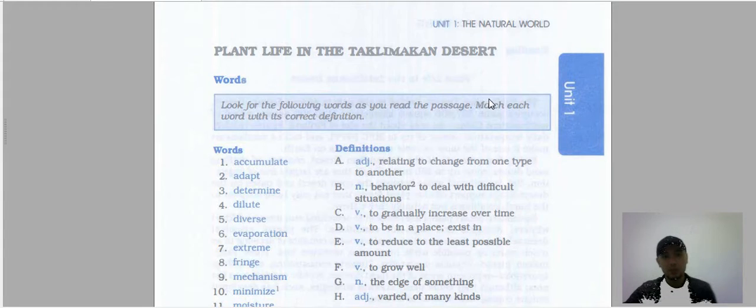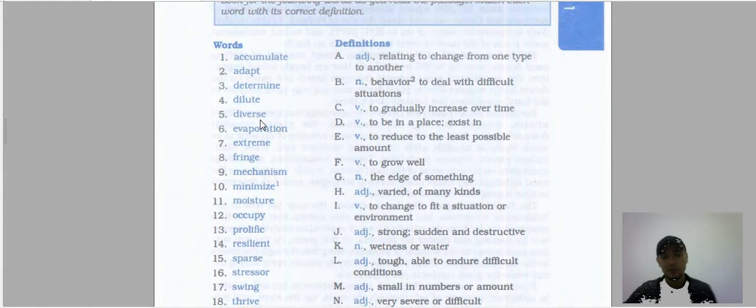Let's start with the words. As you can see here, the words on the left side are as usual. As always, we are going to match these words on the left with the definitions on the right side. I'm going to start with this one. Accumulate, that means increase over time. For example, to accumulate my capital, my money, I have deposited, or let's say I have invested that amount of money into the business. Accumulate is to gradually increase over time, okay? You can also use accumulate knowledge.